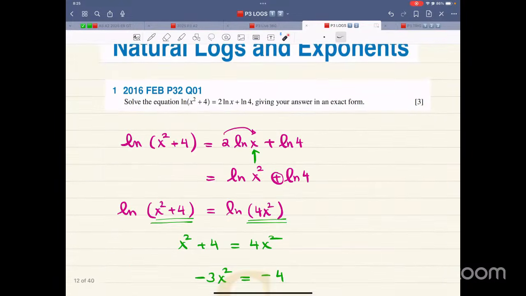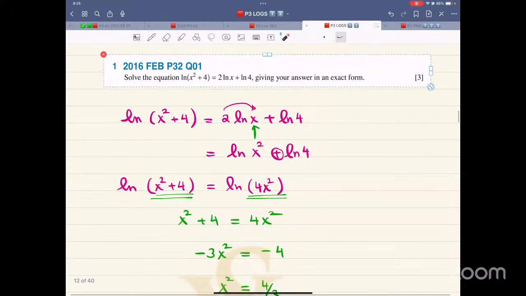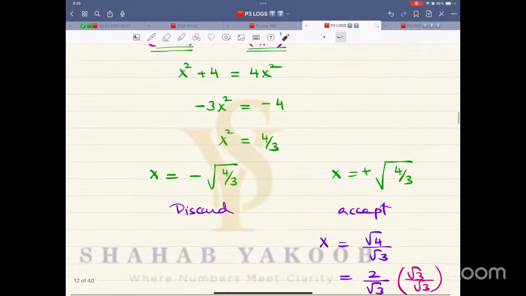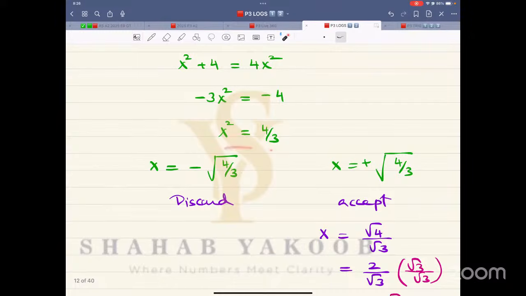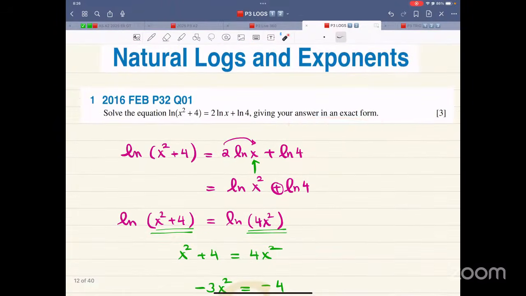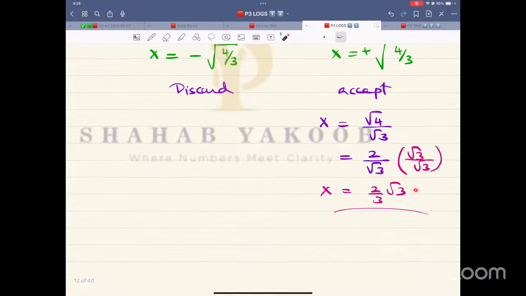Okay, something to do with natural log. It says ln (x squared plus 4) is 2 ln x plus ln 4. Now, every single term has an ln in it. This 2 becomes the power of x. This addition becomes multiplication. So therefore, x squared plus 4 is 4x squared. Make x squared the subject. So x is negative, x is positive, accept this one. And they are asking for the answer in the exact form, so leave the answer in the exact form.